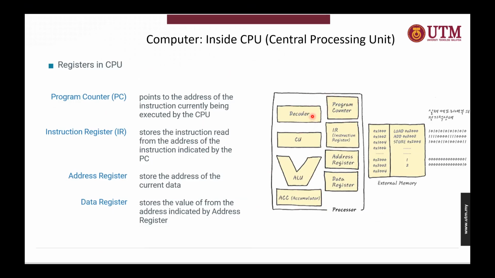Right? So here we have the registers. The first register is what we call the program counter. So what does this program counter do? It is used to point to the address of the instruction currently being executed by the CPU.